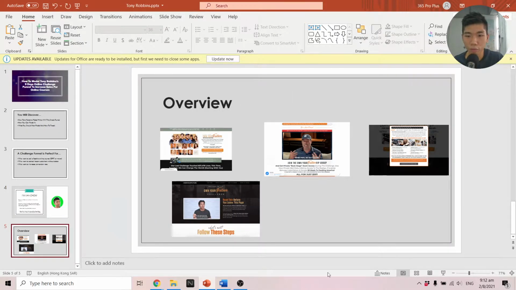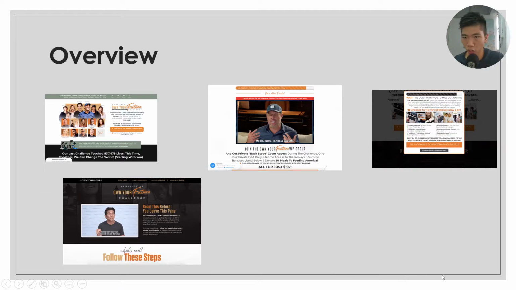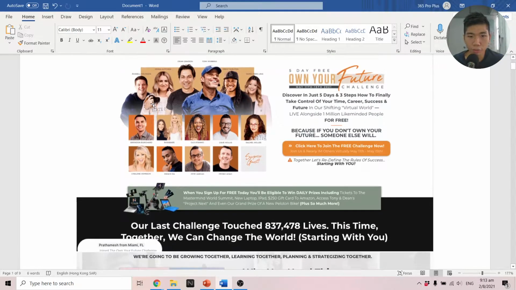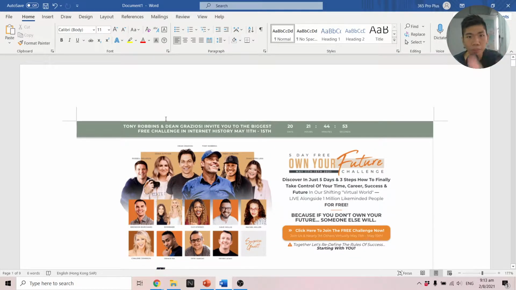Today's overview will look at his challenge funnel, all the pages and how they set it up, so how you can model it. Now, their challenge page for their 5-day challenge does not exist anymore because the challenge has ended. But I captured the screenshots so I can still go through it, so don't worry. It would be this type of screenshot, if you don't mind. Okay, the first thing to look at is the opt-in page.